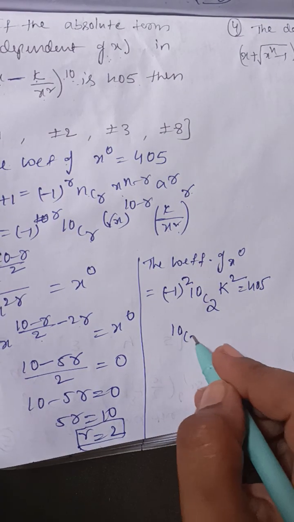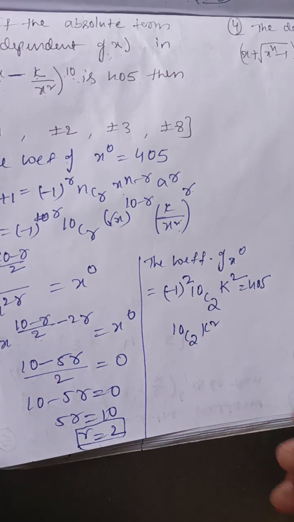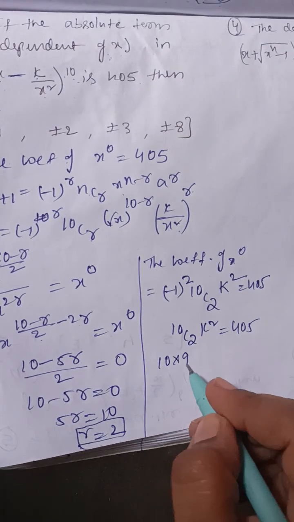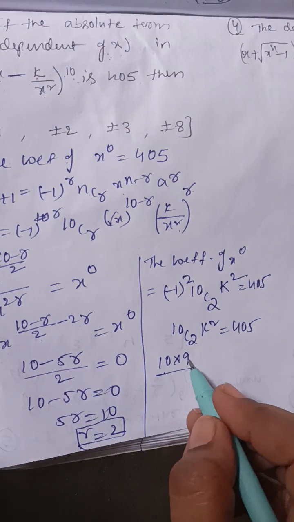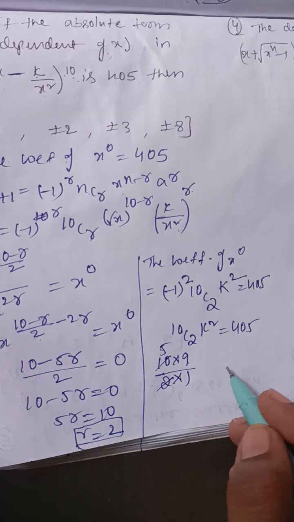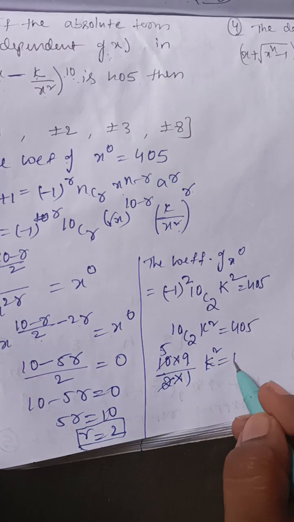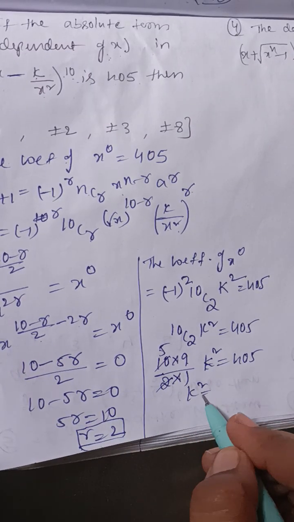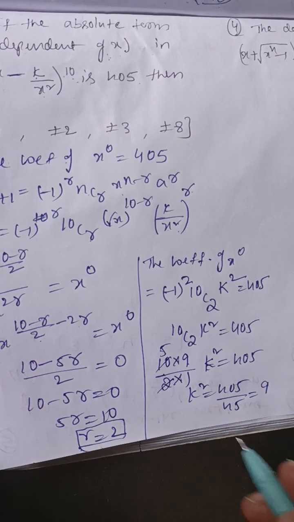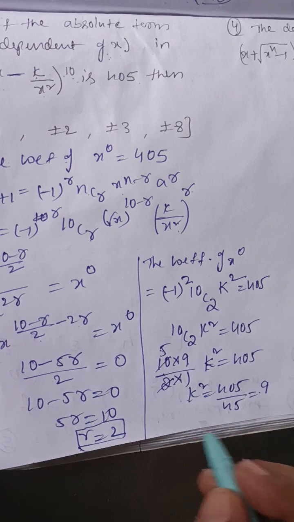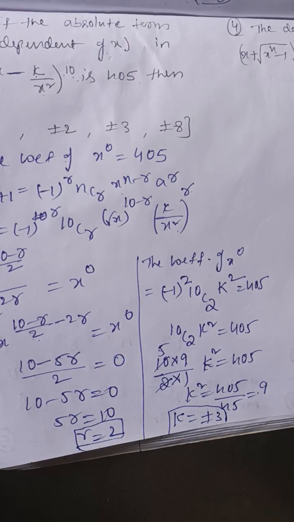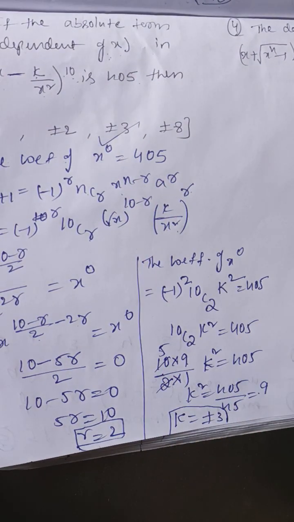It is given that 10c2 k square is 405. 10c2 is 10 into 9 in the numerator and 2 into 1 in the denominator. So 2 5s, 5 into 9 is 45. So k square is 405 by 45, 45 9s are 405. So k square equals 9, then k equals plus or minus 3. So k is plus or minus 3.